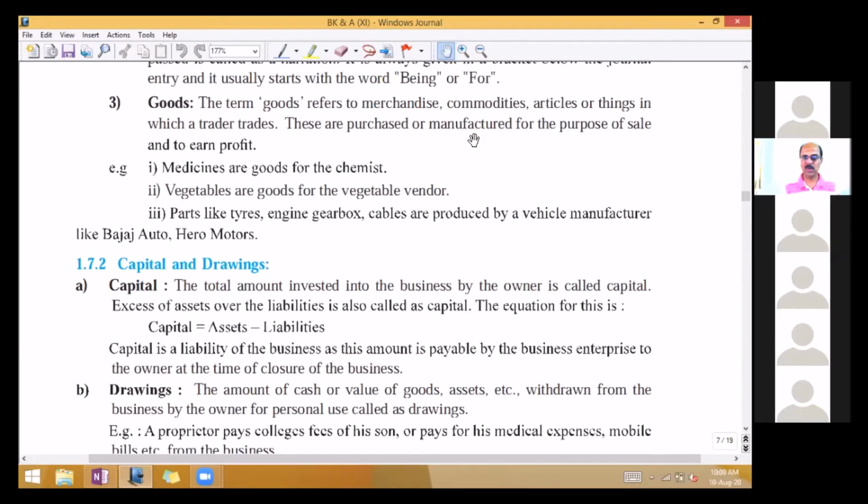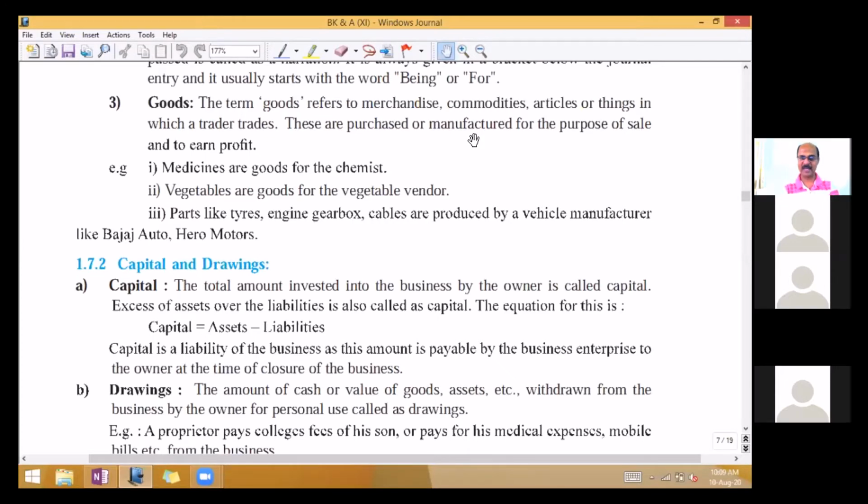I want you to know, did you hear this word capital before? Yes, nothing to do with accounts. The principal amount in the business, okay, this is accountancy. I'm talking about, did you hear this word capital before? Yes, capital city. Capital of the country, capital of the state, yes. So that capital you have heard. Now in accountancy, capital means the amount of money you have invested in the business.